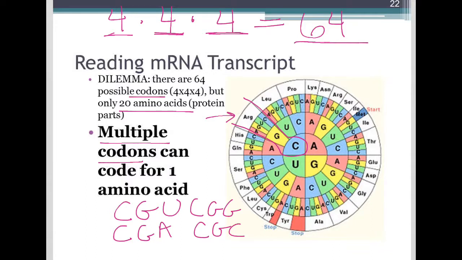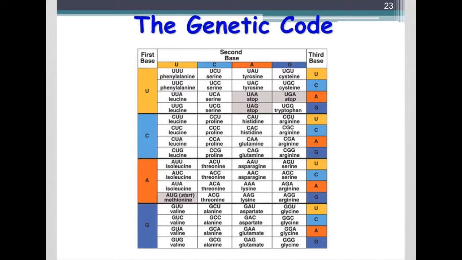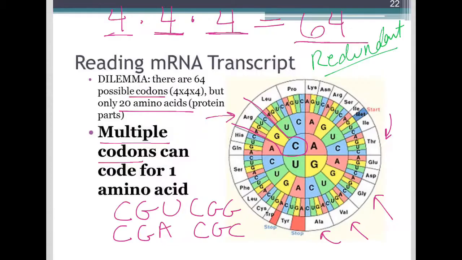And I'm going to tell you how to read this wheel in a little bit, but you can see there are plenty of examples where one amino acid is coded for by multiple codons, and we call this the genetic code being redundant. Okay? A couple of different codons will code for the same amino acid. This is just another way to read the genetic code. So actually, I'll go back and tell you how to read this, I guess.